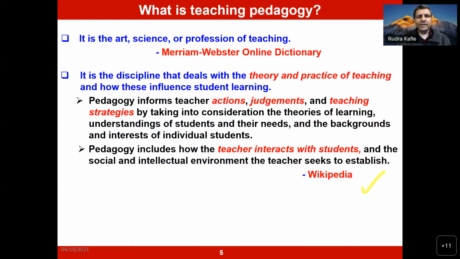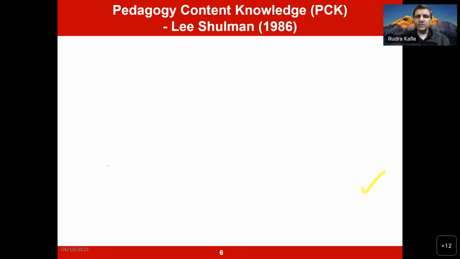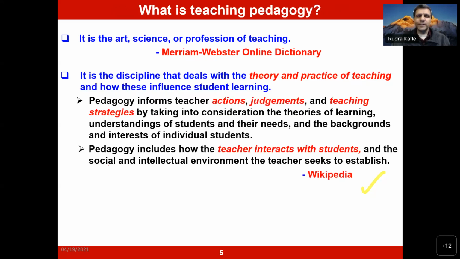Pedagogy informs teacher actions, judgments, and teaching strategies by taking into consideration the theories of learning, understandings of students and their needs, and the backgrounds and interests of individual students. Pedagogy includes how the teacher interacts with students in the social and intellectual environment the teacher seeks to establish. That is the detail on pedagogy given in Wikipedia.